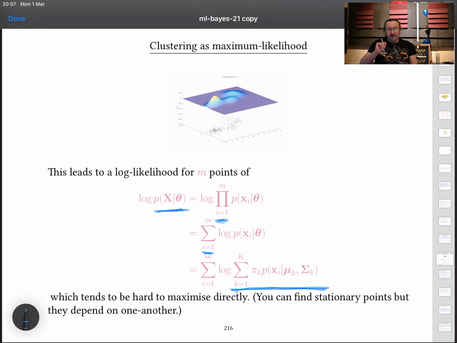Remember, for ridge regression and for just straight linear regression, we had a closed form solution, not here. So this then begs the question of how do we go about finding a maximum likelihood solution? Can we come up with a sensible learning algorithm?